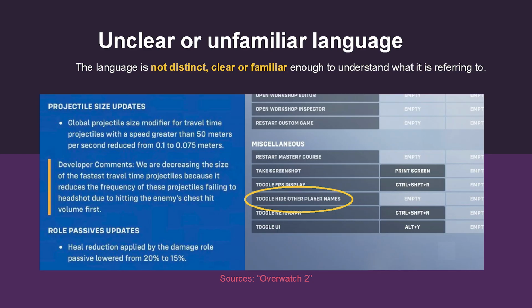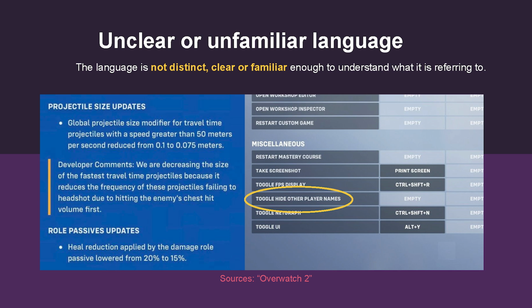The next thing I want to talk about is unclear or unfamiliar language. And I've picked one of my favorite games, Overwatch. This is when language is not distinct, clear, or familiar enough to understand what it's referring to. I took a patch note that I still don't know what it says. So if anybody else knows what it's trying to say, can you tell me in the break, please?